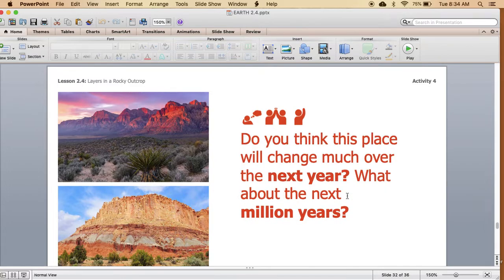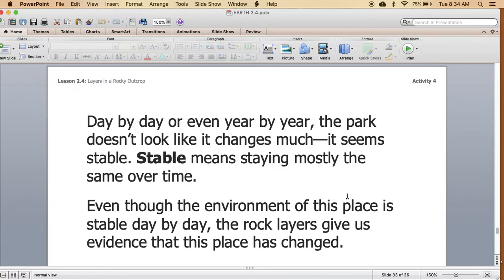Do you think this place will change much over the next year? Probably not, right? Because changes don't happen over a year or even a few years or even 20 years. What about the next million years? Is it possible that this place might change? Very much so. Day by day or even year by year, the park doesn't look like it changes much. It seems stable. Stable means staying mostly the same over time.